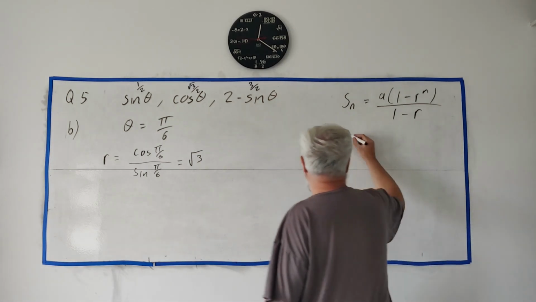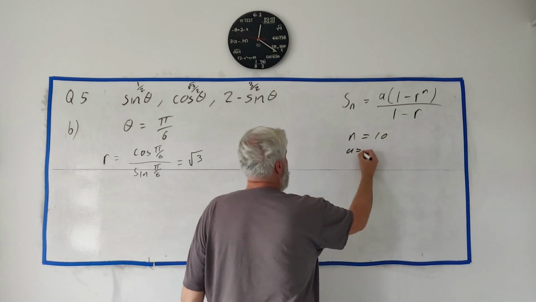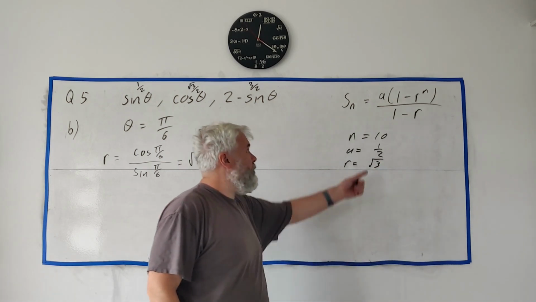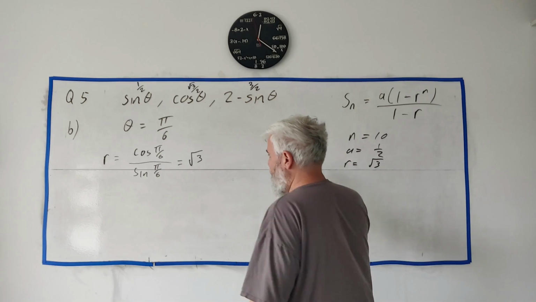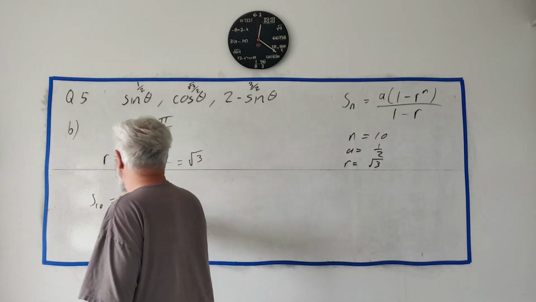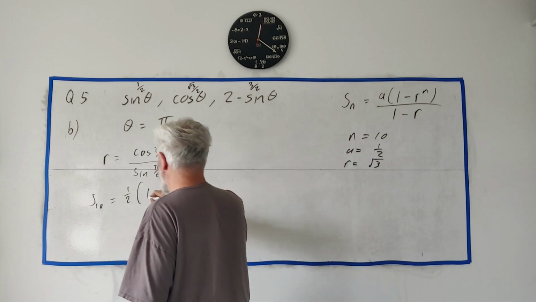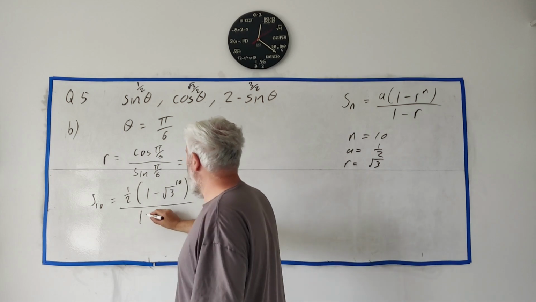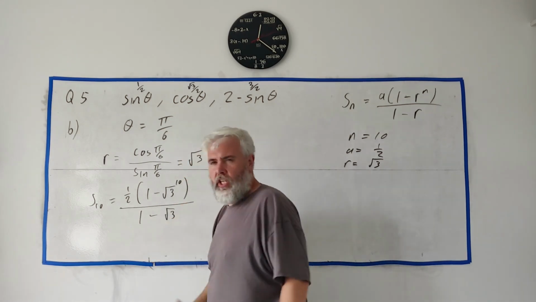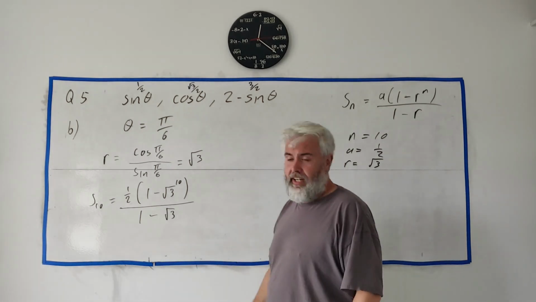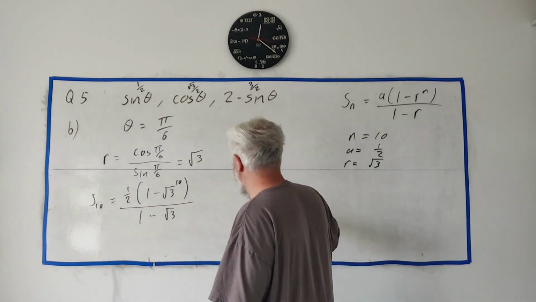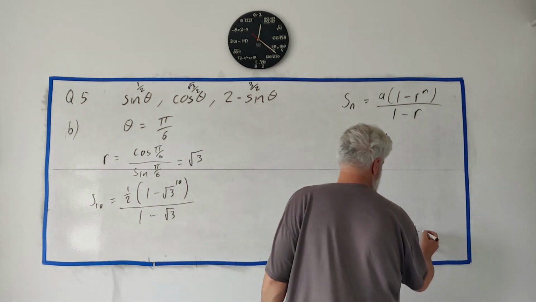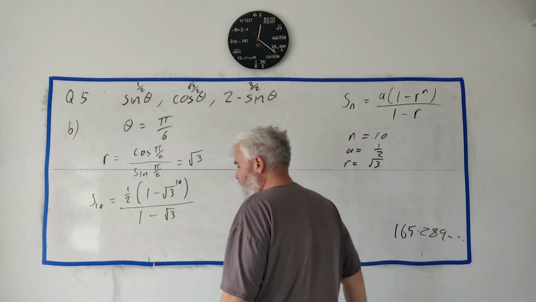But anyway, so what do we need here? We need n is equal to 10, a is equal to a half, r is equal to square root of 3. And we just go ahead and put all of them into this. Let me do it over here. S10 is equal to a half times 1 minus square root of 3 to the power of 10 divided by 1 minus square root of 3. Now you could put that in a calculator and you get, I did check, 165.289, and so on. But they didn't want that.